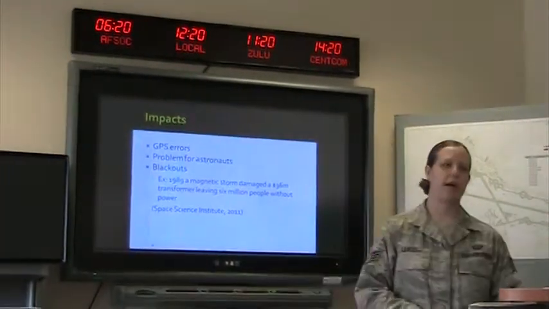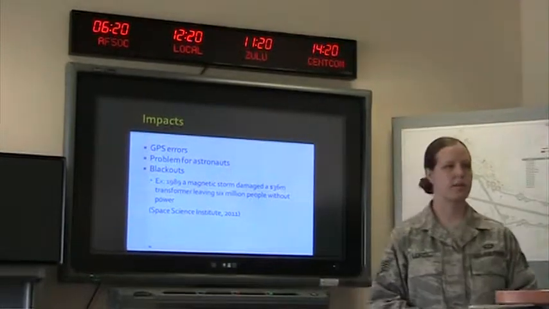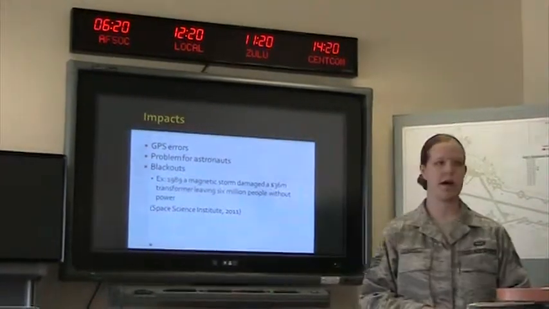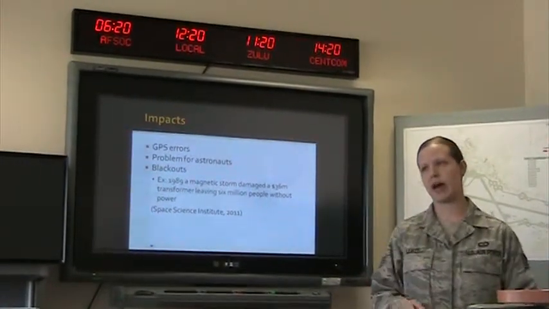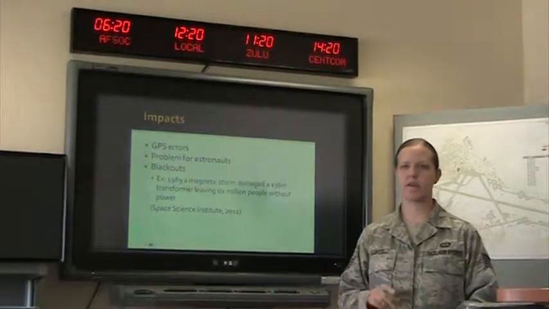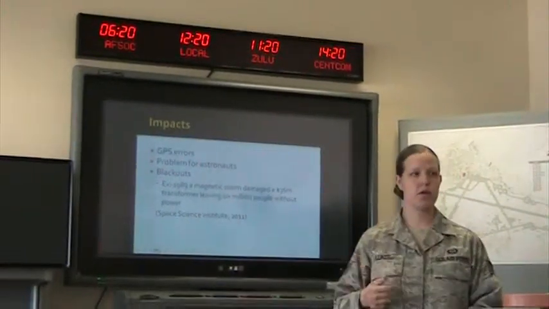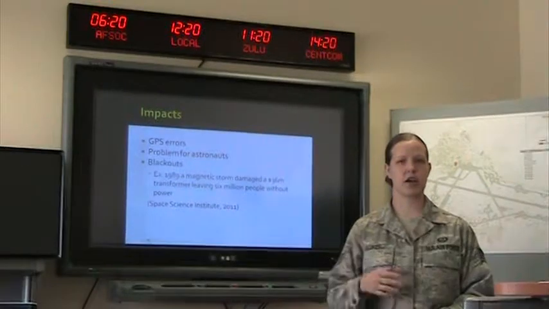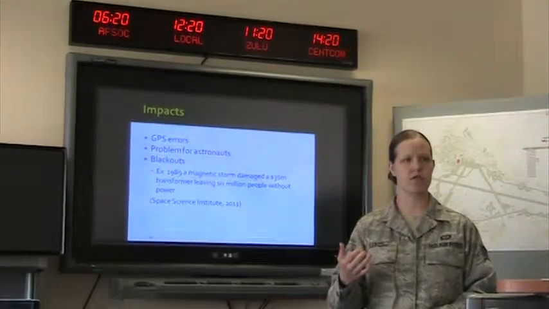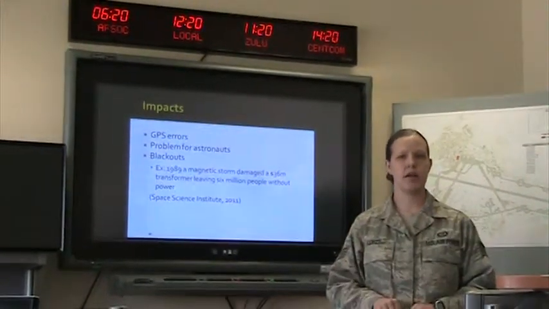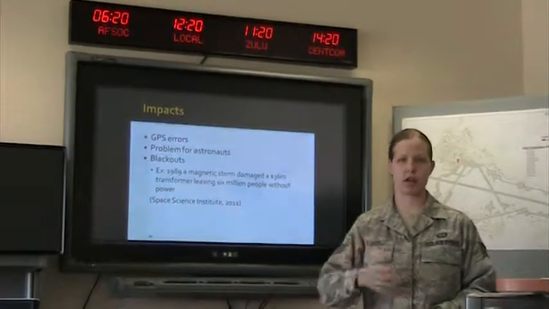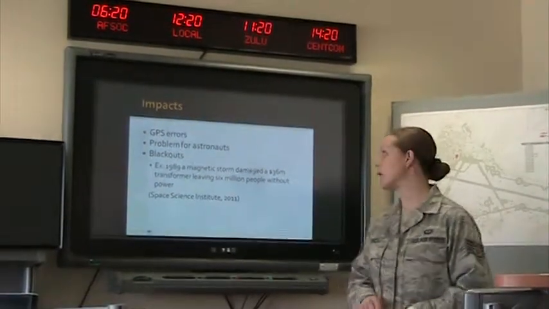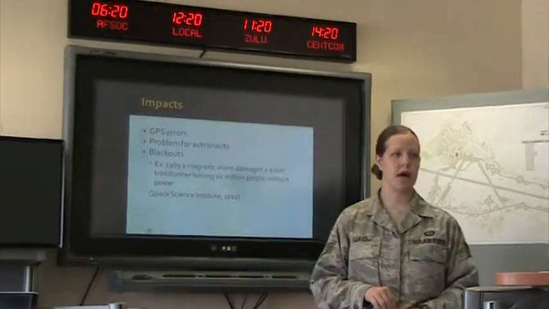Now that we've talked about what space weather is and covered a couple of basic terms, we'll go over how it can impact us. Now, there are numerous impacts, but I'm only going to cover three today. The first one is going to be GPS errors. When you get a space weather event, this could cause either damage to the satellite or can disorient it. And now, if the satellite doesn't know where it's at, it's not going to be able to tell your GPS unit where you're at. Second one I'll talk about is problems for astronauts.